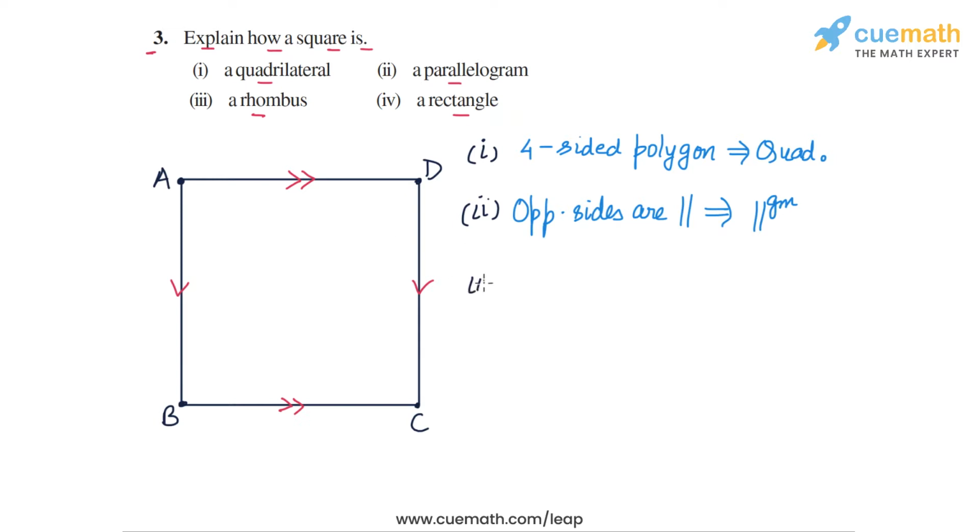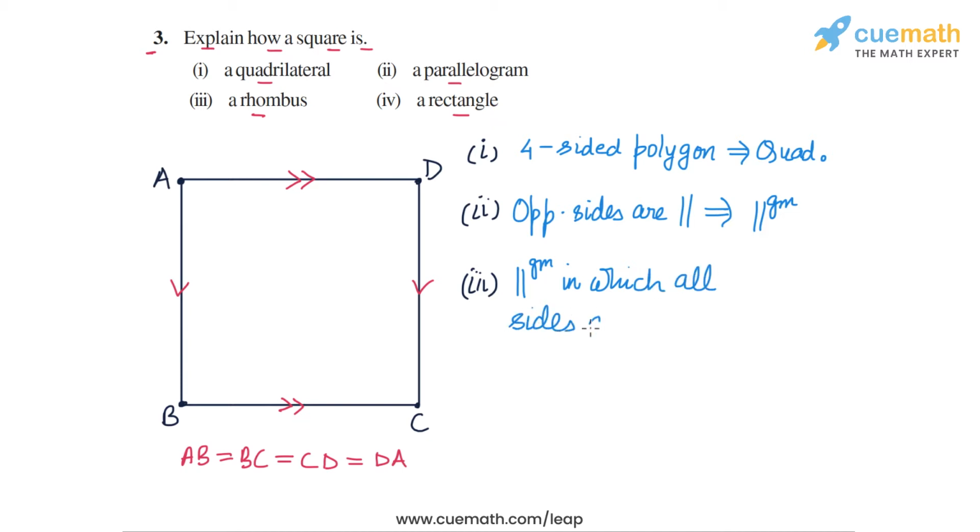Now in part 3 we have to explain why a square is also a rhombus. We have shown that a square is a parallelogram. The other thing about a square is that all of its four sides are equal. So AB is equal to BC is equal to CD is equal to DA. So a square is a parallelogram in which all sides are equal, and this means that any square will also be a rhombus. So that explains part 3.